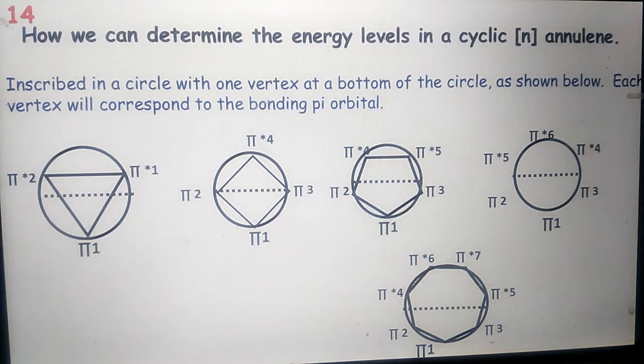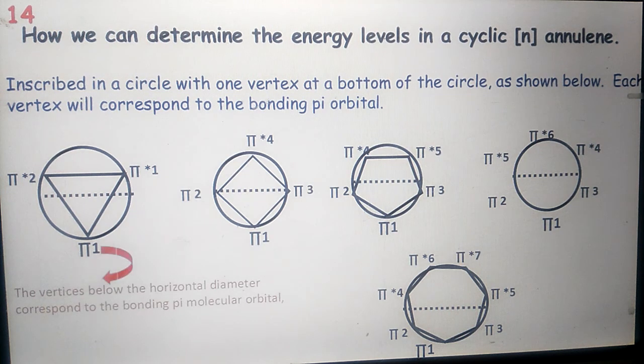Now how can we determine the energy levels in a cyclic annulene? If we inscribe the figure in a circle in such a way that one vertex is at the bottom of the circle, as shown below, each vertex will correspond to a pi molecular orbital. The vertices below the horizontal diameter correspond to bonding pi molecular orbitals. The vertices above the diameter are called anti-bonding pi molecular orbitals, and those present on the diameter are called non-bonding pi molecular orbitals.